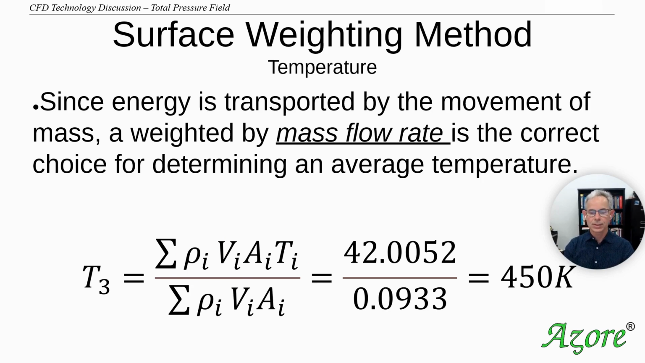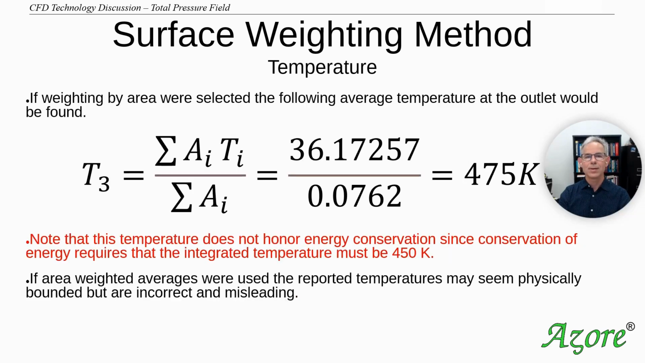But just for example, what would happen if we decided to use area weighted? If we did the same thing using area weighted, we would end up with an estimated average temperature at the outlet of 475 degrees K. Note that this temperature really doesn't honor the conservation of energy, and that is not good. That is not representative of what our engineering expectations would be.